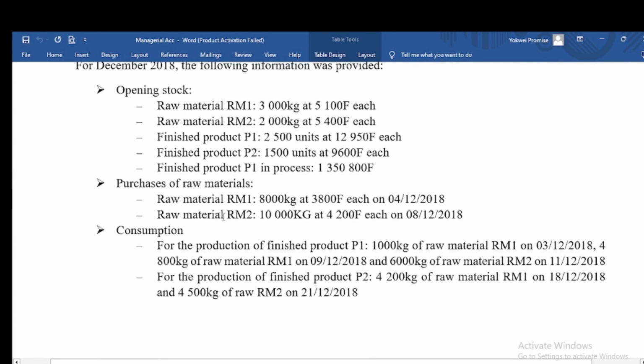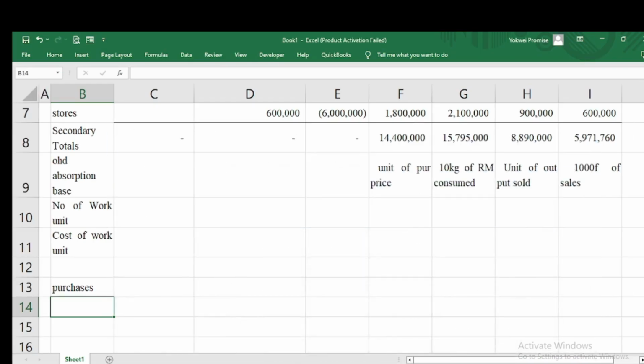They say unit price of purchase. What are the unit prices? Purchases of raw material. The first one, raw material one, the unit price is 3,800, and the second one, the cost is 4,200, and they say 20 francs of unit purchase price. Sorry, please, it's 20 francs of each purchase.